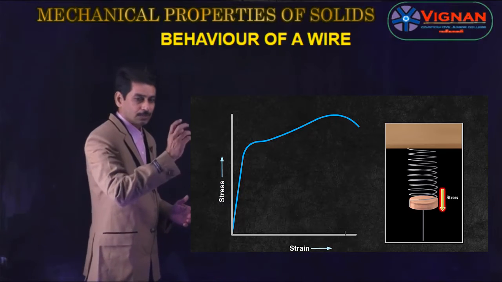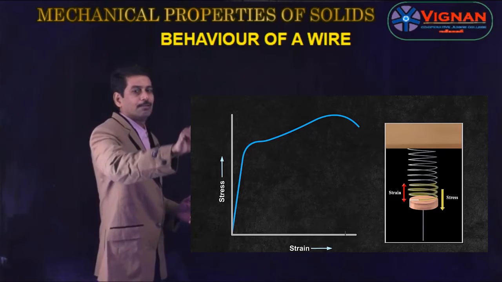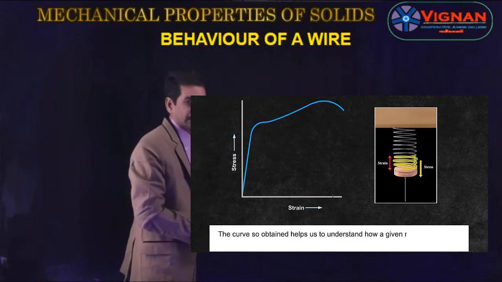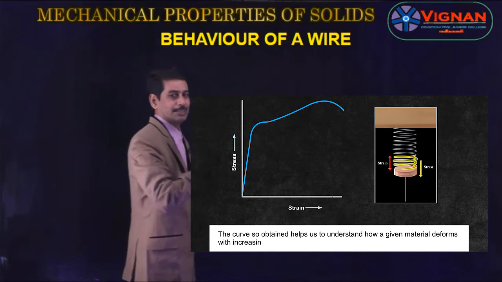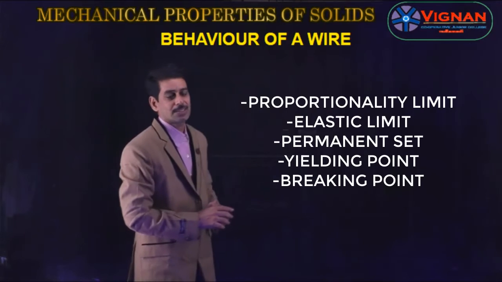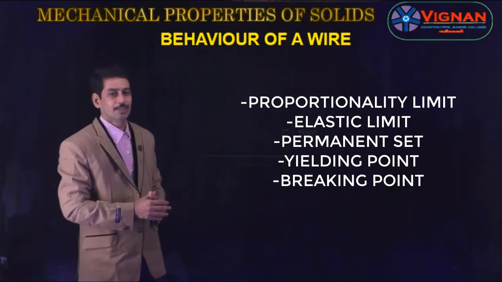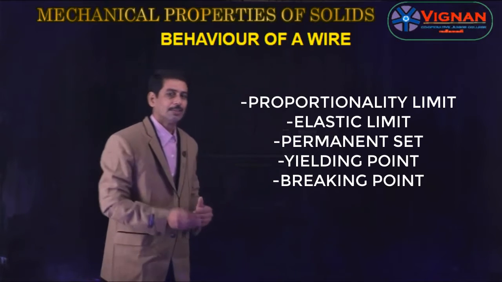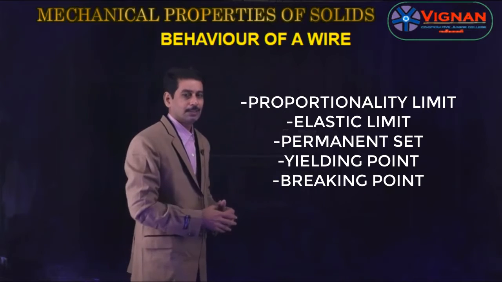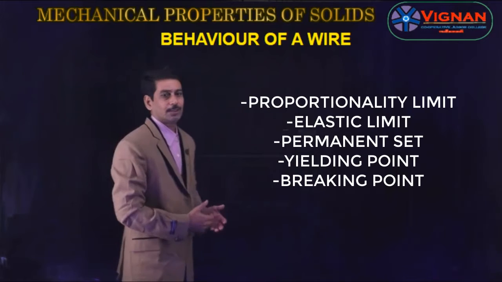Got it? So we are taking a spring here. One end of the spring is fixed to the rigid support, whereas at the other end the loads are added. By gradually increasing the loads, we are drawing a graph between strain on the x-axis and stress on the y-axis. That graph is called the stress strain graph. And we observed some conclusions from the graph just now: the proportionality limit, elastic limit, permanent set, yielding point or ultimate tensile strength, and breaking point or fracture point.